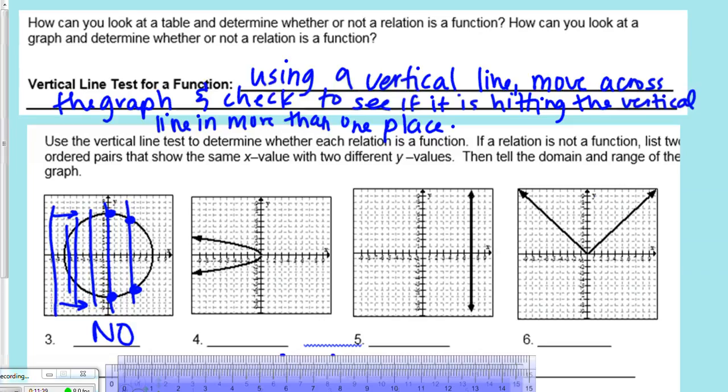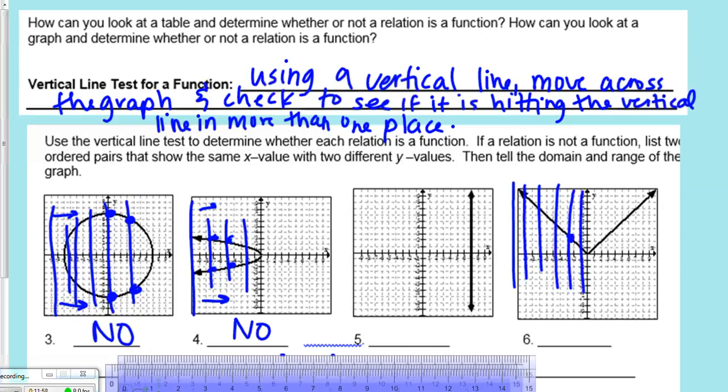Same thing. If I had a vertical line, like my pen or something, and I started moving it across the graph, I notice it is touching here and here, here and here. Not okay. But now let's look at this last one. I'm going to come back to five. If I have a vertical line and I start moving it across my graph, you'll notice it's only hitting it here, here, here. It's never hitting that vertical line more than once at a time. So this one is a function.